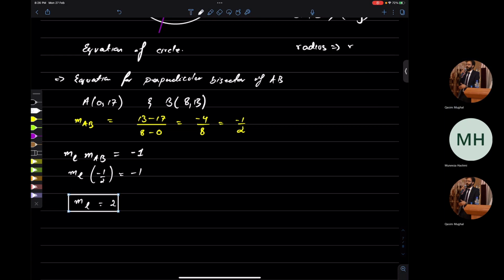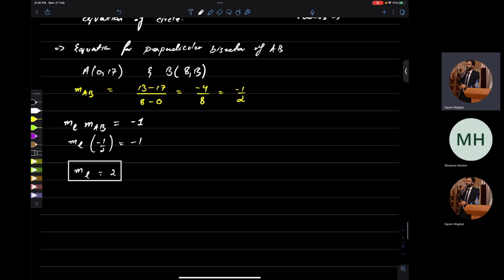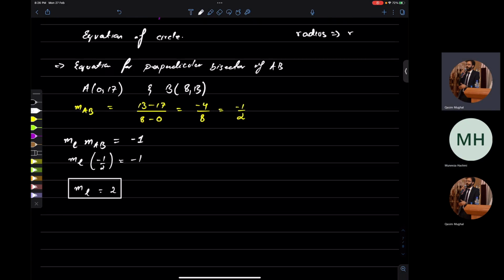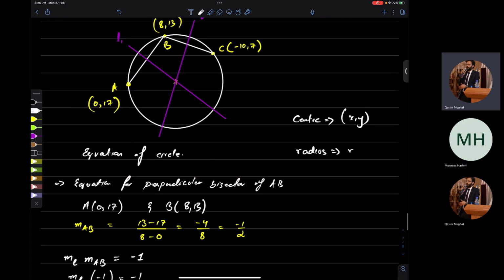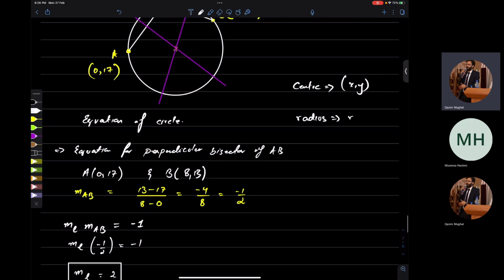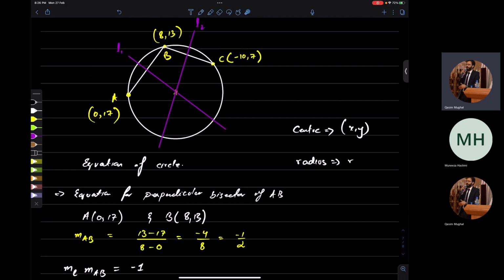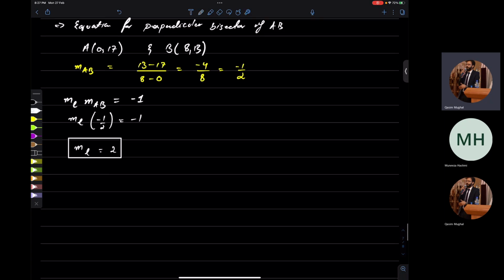Clear? Yes, sir. All right, so now I've got the gradient of the line L1. Now I need to know the point it is passing through so that I can work out the equation for this one. So for that, I need the midpoint of A and B. So let's just work out the midpoint of A and B.